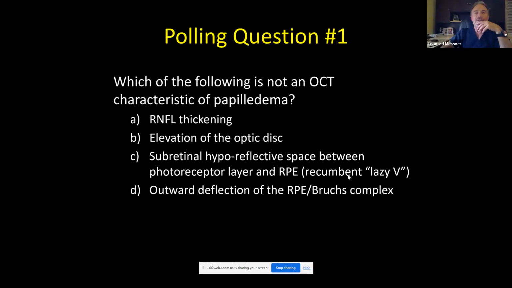Great. So which of the following is not an OCT characteristic of papilledema? A, nerve fiber layer thickening. B, elevation of the optic disc. C, a subretinal hyporeflective space between the photoreceptor layer and the RPE Bruch's complex, or the recumbent lazy V sign. Or D, an outward deflection of the RPE Bruch's complex.